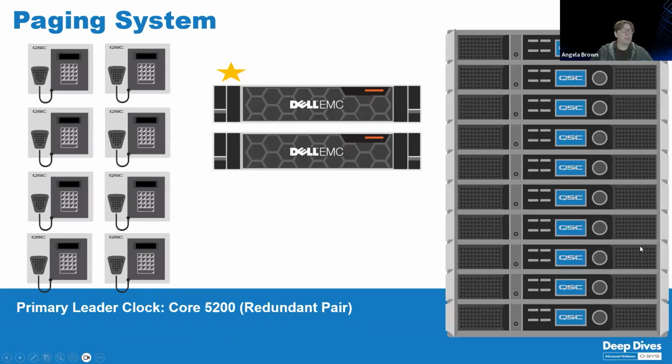All right, so let's take a look at another system. So we have a paging system. Everybody loves paging with redundant 5200s. One thing to talk about, the reason we talk about redundant cores here for just a minute is you want to look at the MAC addresses of your redundant cores and actually think about which one becomes the primary core. Remember, the lowest MAC address wins.